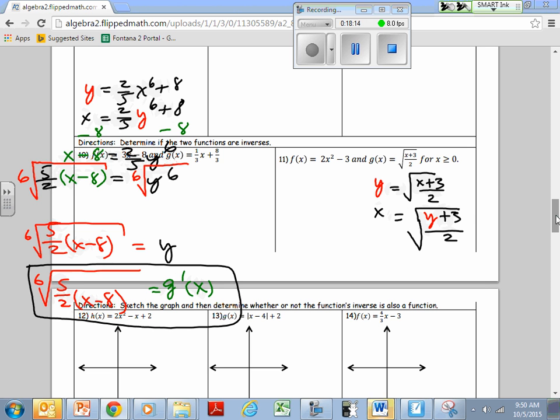Get rid of the house. How do you get rid of the house? You square it. I'm going to do 2 things on the same line, even though I'm breaking some rules by doing that. But at least I said I'm going to do it, so at least they know I did it. To get rid of a house, the inverse of that is to raise it to the power that the radical is. If there's nothing there, the radical is automatically a 2. There's an invisible 2 there.